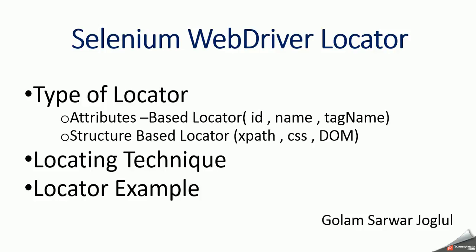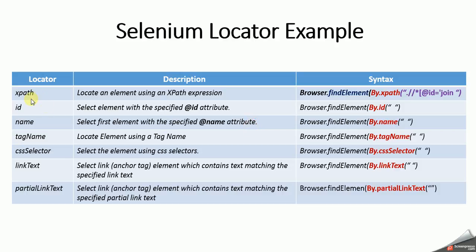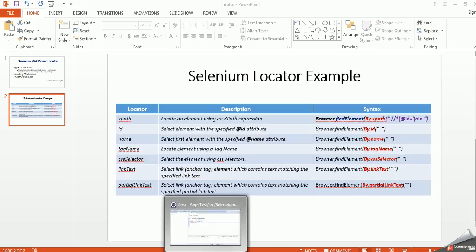Selenium provides a number of locators to locate an element on a web page. The XPath locator locates an element using an XPath expression. ID is specified with the ID attribute. Name is also an attribute. Then there are tag name, CSS locator, link text and partial link text. So let's work with an example.